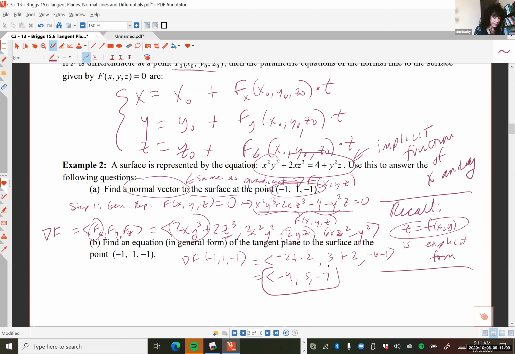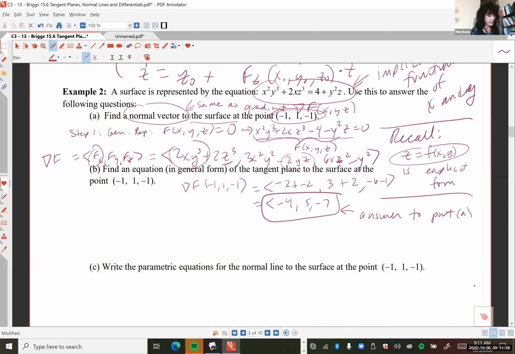Okay, and this is the answer for part A. That is a vector that is normal to the surface. So it's basically the gradient, and it's punching out of the surface. Okay, great. And we're going to use that gradient for the rest of the problem. Basically, part A helps us do the rest, which is nice, because in part B, they say, find an equation in general form for your tangent plane to the surface at the point. You have a point, you have a vector, this is a vector normal to the tangent plane.